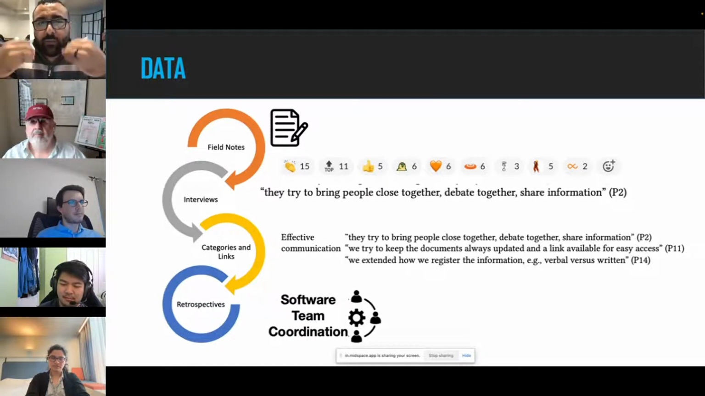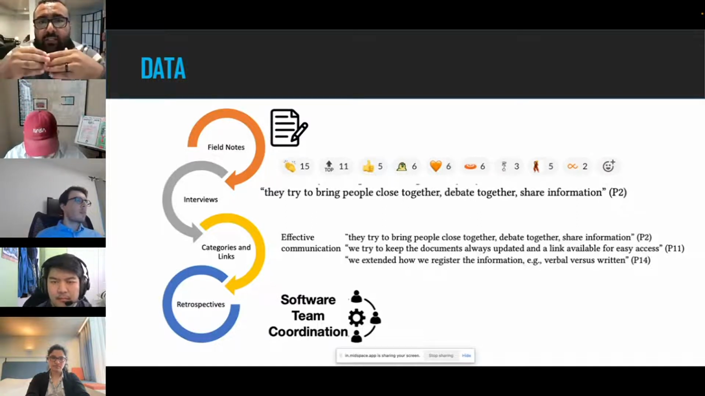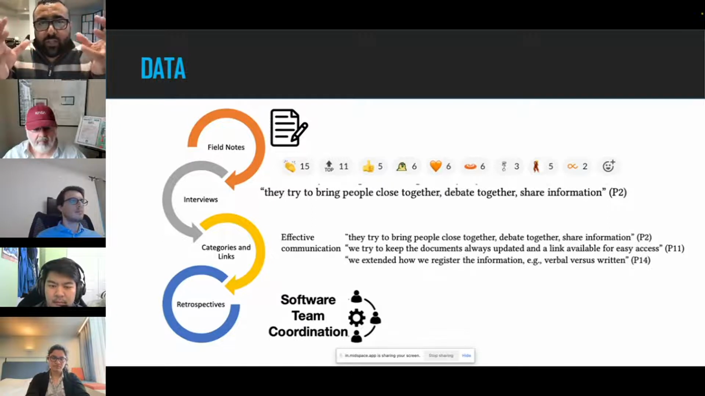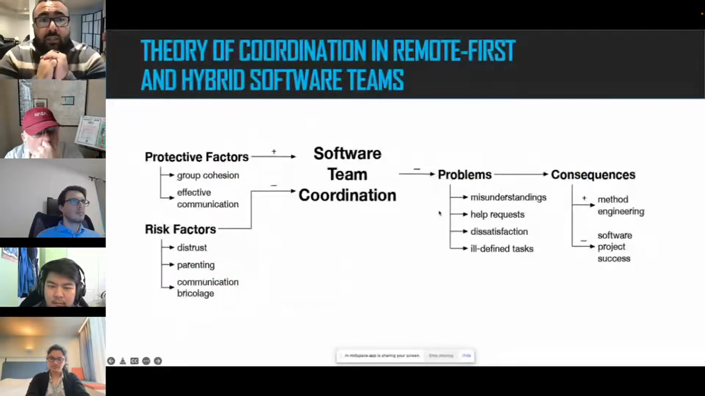As we keep interviewing people, we start to create categories and link them together, to the point that our main category starts to emerge. But the real deal is that when we started to analyze data from retrospectives, the main category emerged, which is software team coordination. This is what a theory looks like.